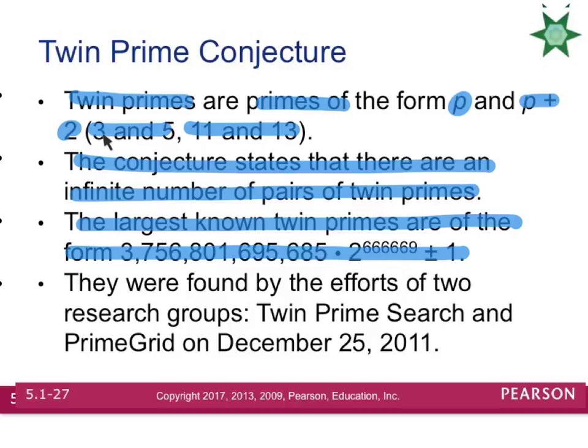We're saying, where do we have primes that are right next to each other as far as odd numbers, right? 11, 13, and 3, 5. Well, they can get really big, and the conjecture says there's an infinite number of these pairs. And we actually had mathematical research that found this number, which is super huge. We're taking this number times 2 to this giant power, and then plus 1 would be the higher odd one, and minus 1 would be the lower odd one. These were 2 research groups doing the twin prime search and PrimeGrid, back in 2011.